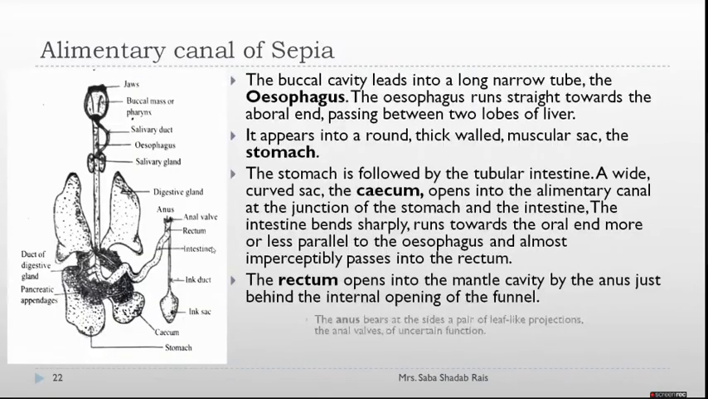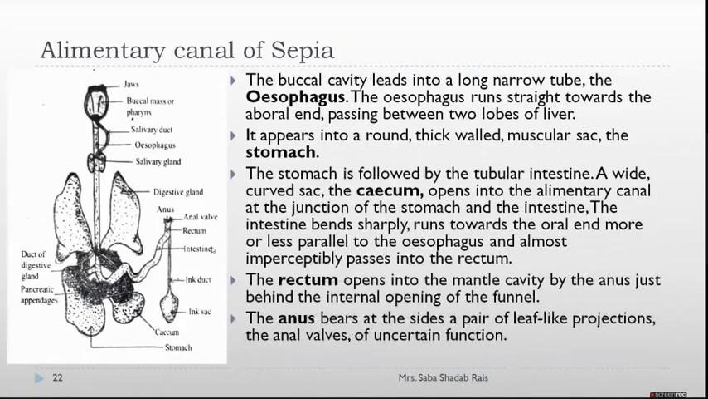Then we have learned that the buccal cavity continues with the esophagus. The esophagus is a long tube. Thereafter, the esophagus continues with the stomach. The stomach continues with the intestine, and at its junction, the extra stomach, that is the cecum, is present. Then this intestine bends and continues into the rectum, and the rectum ends into the anus. The anus has a sphincter, that means the walls it has, and the opening of the anus is present below the funnel.